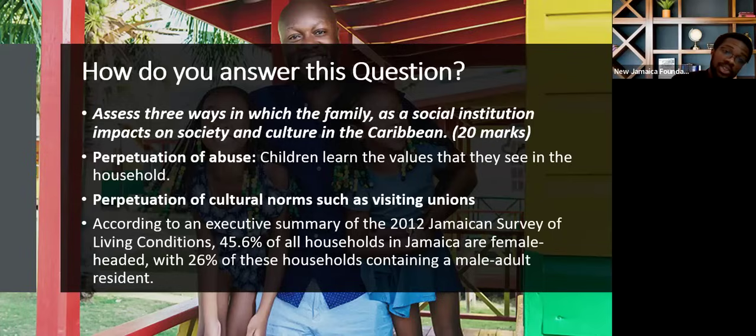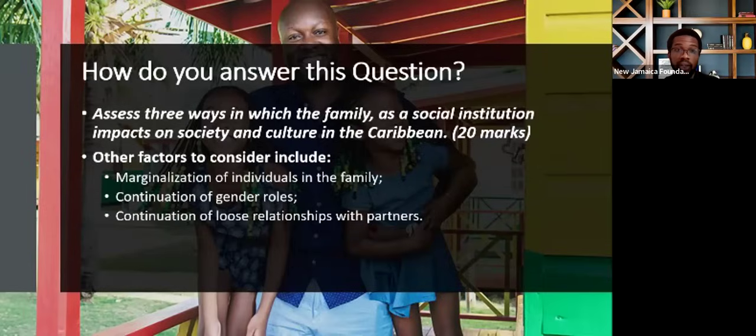You could also see where the family can perpetuate cultural norms such as visiting unions, where at least in Jamaica, 45.6% of all households are female-headed, with over 26% of these households containing a male adult resident. So you can see how the dynamics of that might work. So you can go about answering that question. Other factors you can consider include marginalization of individuals in the family, continuation of certain gendered roles, or the continuation of loose relationships with partners.